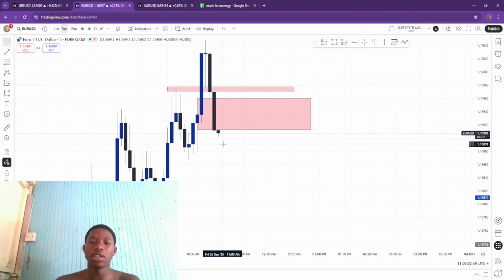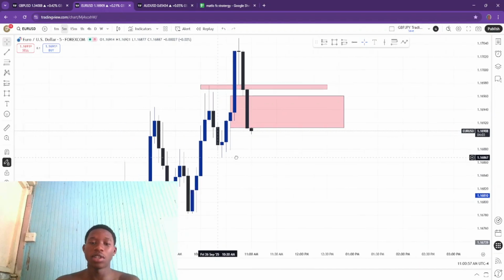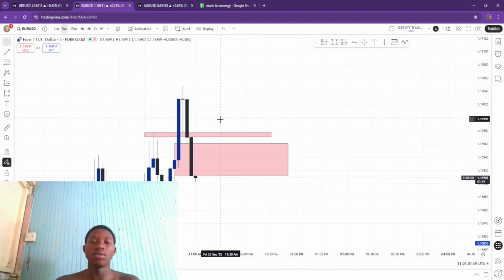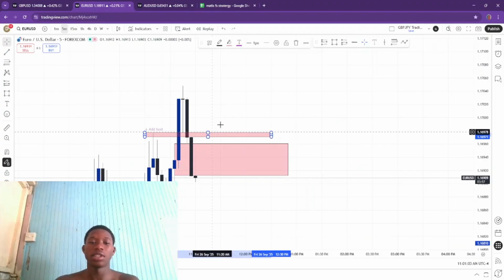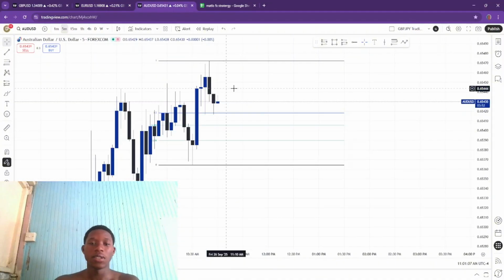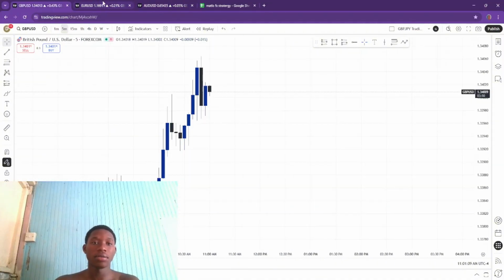All we're missing is a break of structure down there. We're missing price to break that structure down there, and then we could look to take a trade on Euro USD. But if that doesn't happen, we're not taking any trades. Today is kind of looking slow, not gonna lie.